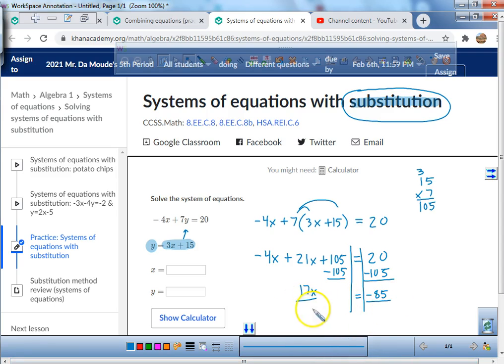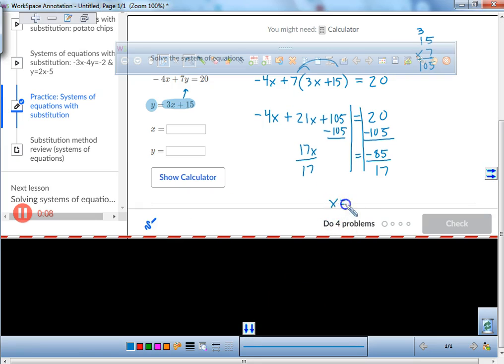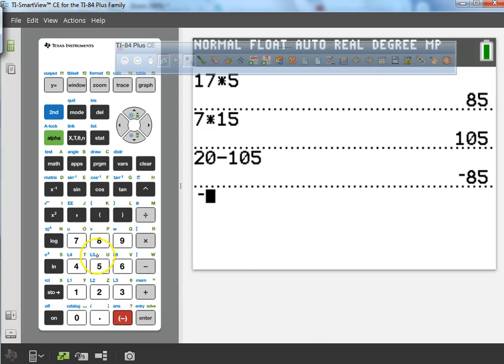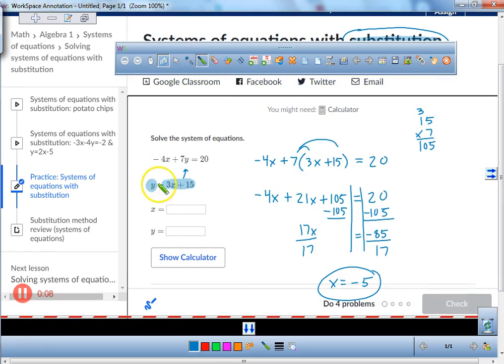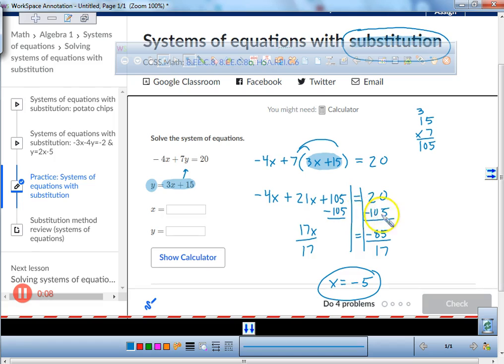So we're going to divide both sides by 17. When we divide both sides by 17, we get x equals negative 5, because negative 85 divided by 17 is negative 5. So that's the first step. The first step is to take whatever your y value is and plug it in. What did we do second? We distributed to get 21x and 105. Then we took away 105 from both sides and divided both sides by 17. And we got x equals negative 5.